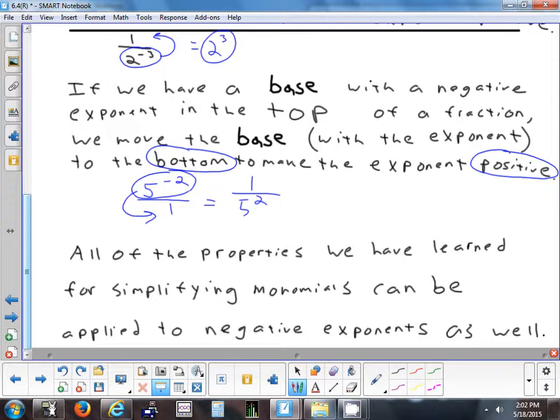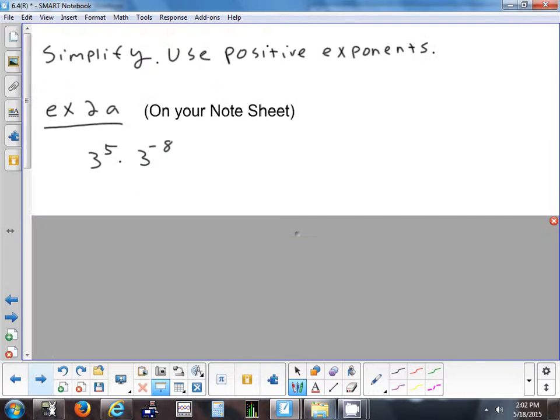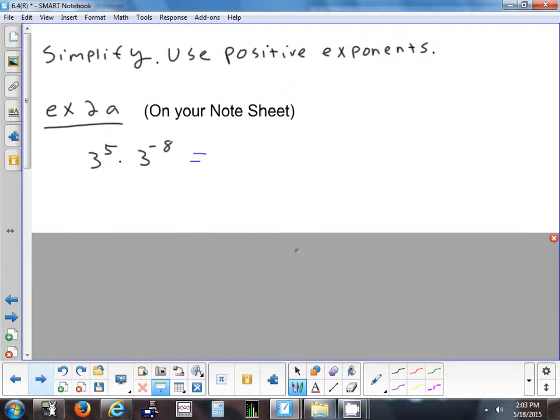Okay, all the other properties that we already learned, they all still work. Guys, this one's on the sheet we gave you at the beginning of class. This example is on there. On the note sheet that we gave you at the beginning of class, example 2A is on there. We're bouncing back to that now.